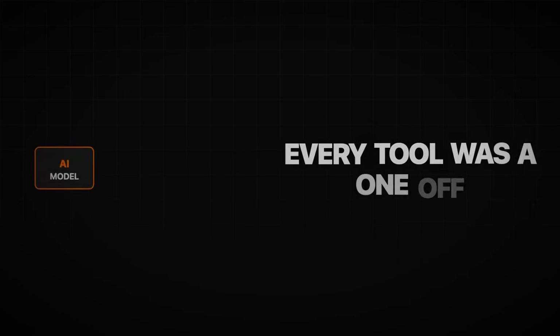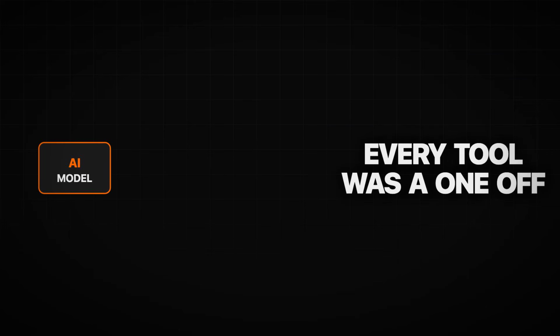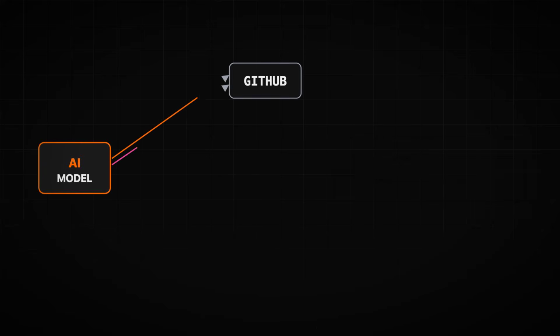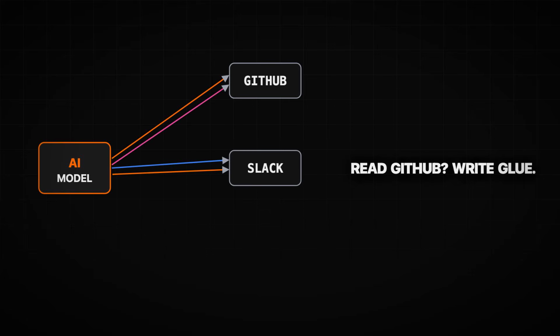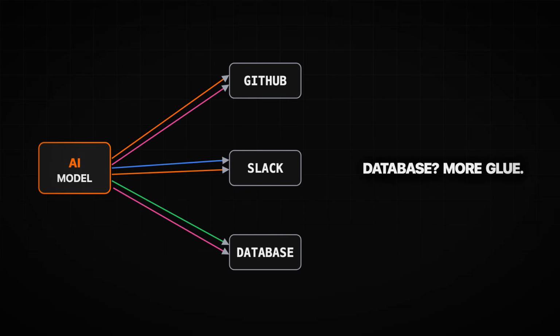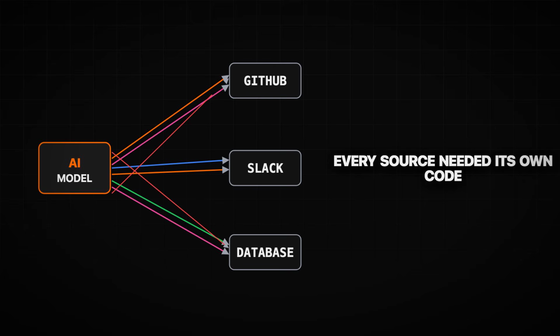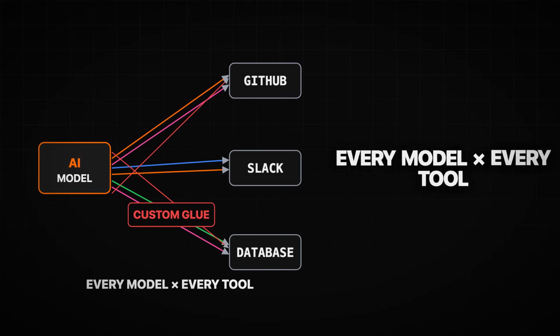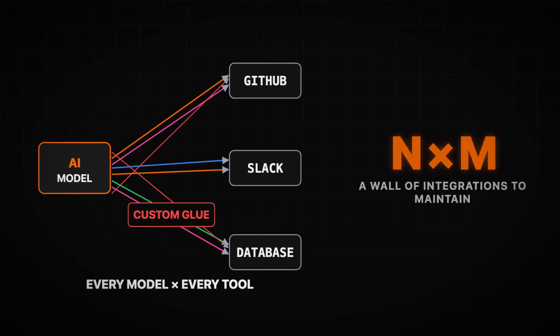So let's read it. Before MCP, every tool was a one-off. Want your AI to read GitHub? Write custom glue. Slack? More glue. Your database? You get it. Anthropic put it plainly when they shipped MCP in late 2024: every new data source needed its own custom implementation. Connecting things just didn't scale. The math is brutal. Every model times every tool. That's a wall of integrations nobody wants to maintain.